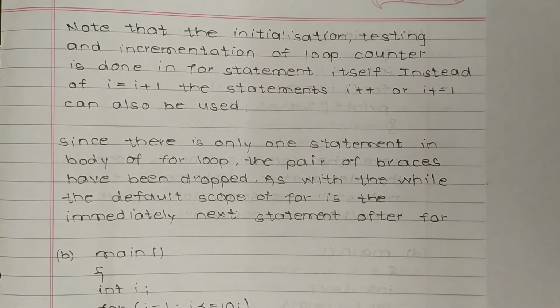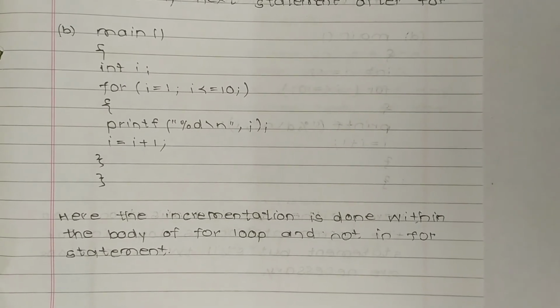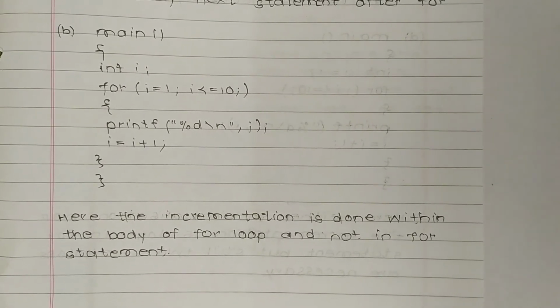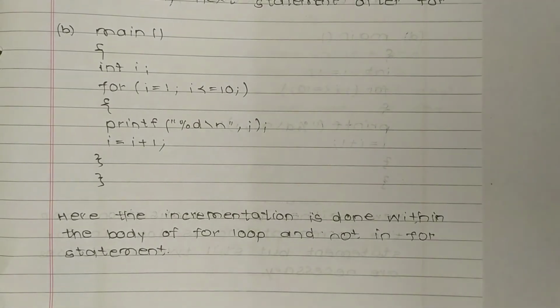So program B: main, int i, for i = 1, i <= 10, printf("%d\n", i), i = i + 1. Here the incrementation is done within the body of the for loop and not in the for statement.